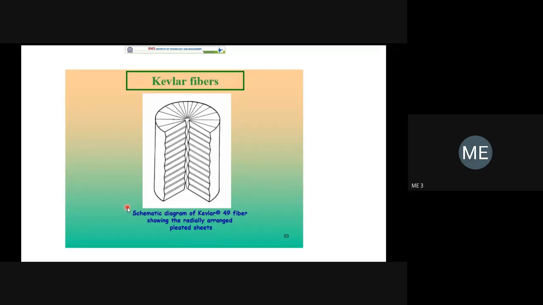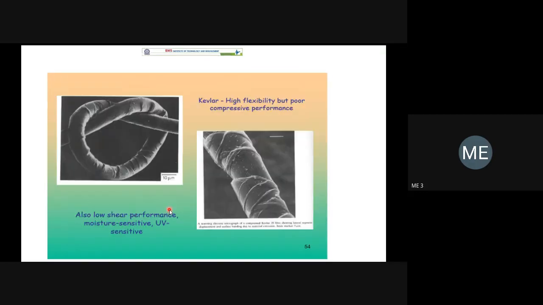So this is a Kevlar fiber. This is a polymer fiber. It is very strong. It is used in the aerospace industry. And this is the fiber. This fiber is surrounded by matrix material. The matrix material is usually a polymer matrix composite. So now if you take out only the fiber, this is a schematic diagram.